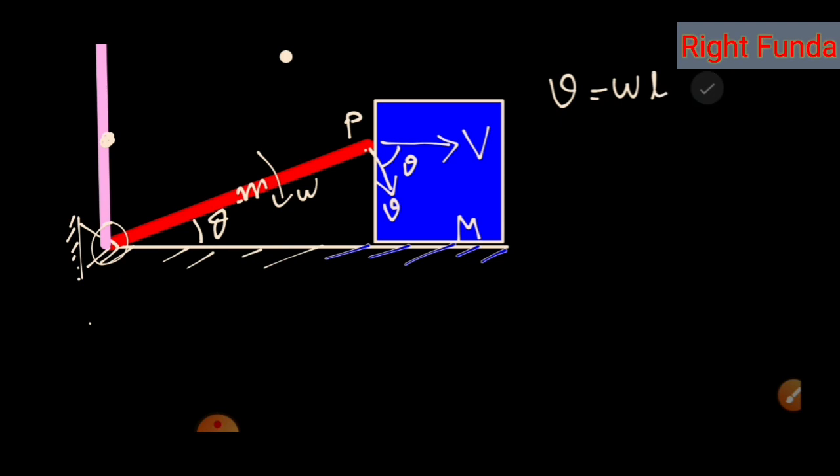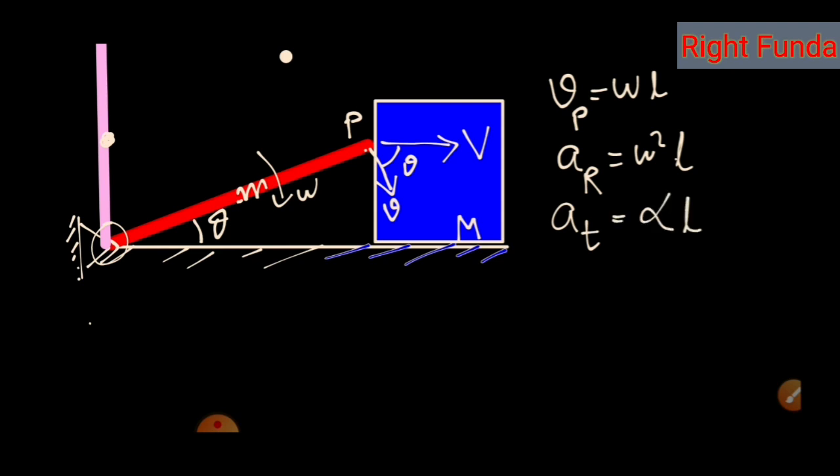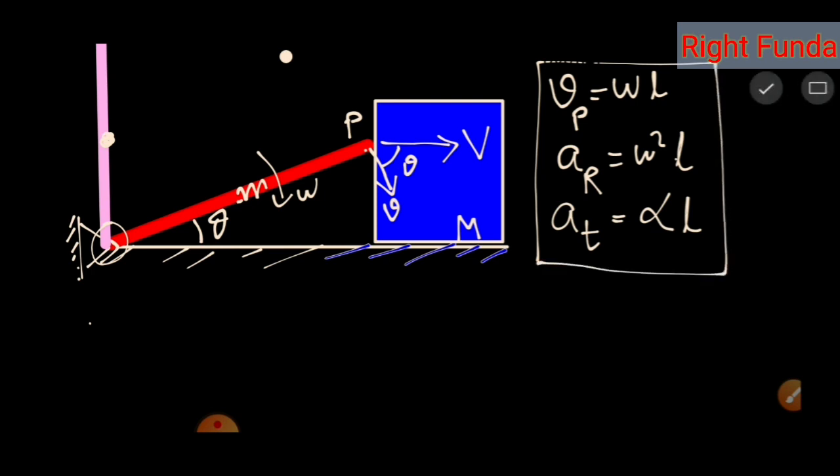And this is the velocity of the point P, the topmost point. Now this topmost point is moving in a circular path, so it has acceleration. Its two components can be written as: A radial is equal to omega square into L, since the radius is L, and A tangential will be equal to alpha into L. So these are the quantities for the topmost point that we calculated.